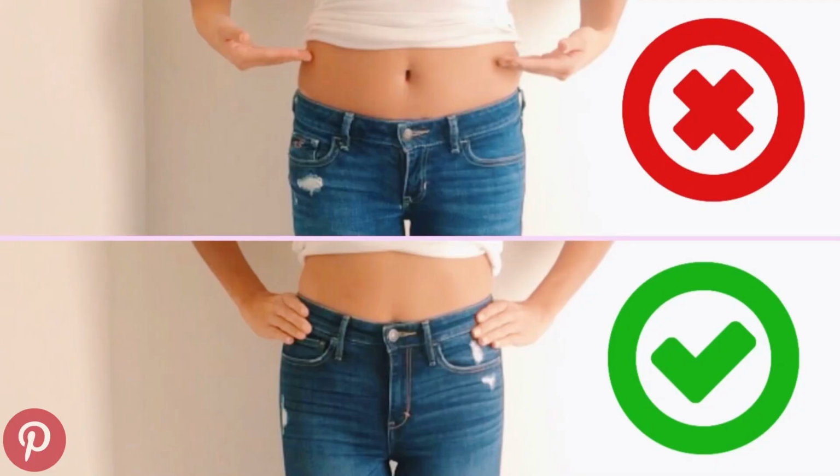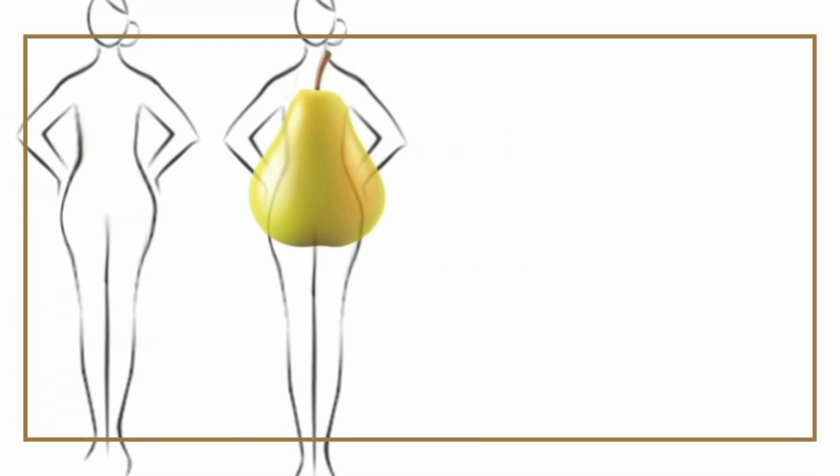Apple bodies will benefit from high-waisted bottoms. For instance, high-waisted jeans, high-waisted skirts, high-waisted anything, okay? Because that will define the waist. The objective here is to make the illusion that we have a waist. And that's a good way to do it.